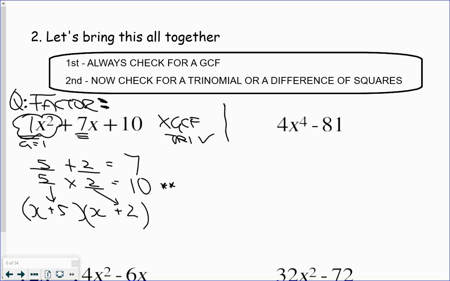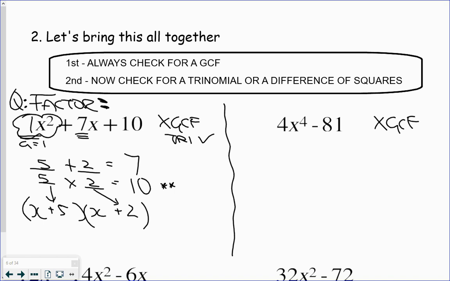Okay, next one. Again, first thing we do is check for GCF. Is there any number that goes into 4 and 81 other than 1? Nope. This one has an x, this one does not have an x. So can you do a GCF? No. So again, you still check for it, but you can't do it, which is fine. We just go on to the second step.